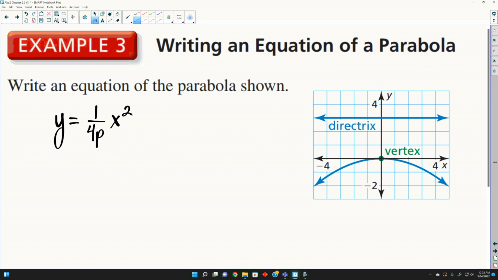Now they gave us the vertex, which doesn't really help us much at all, because the vertex is the point (0, 0). Vertex is (h, k). They did tell us what the directrix is. We have a flat line, yes? What value does it go through on the x or y axis? It goes through a y value of almost 3. So it's telling us y is equal to 3. That's where it crosses.